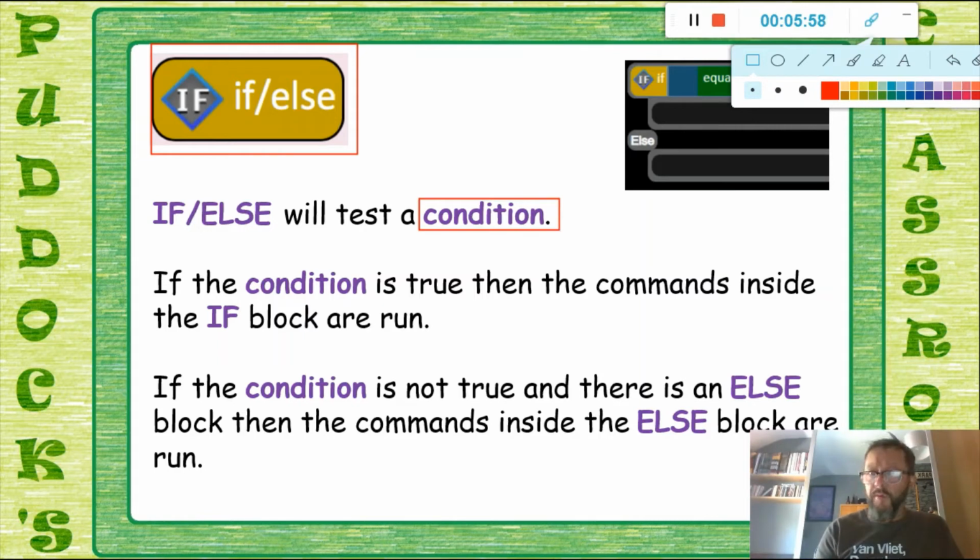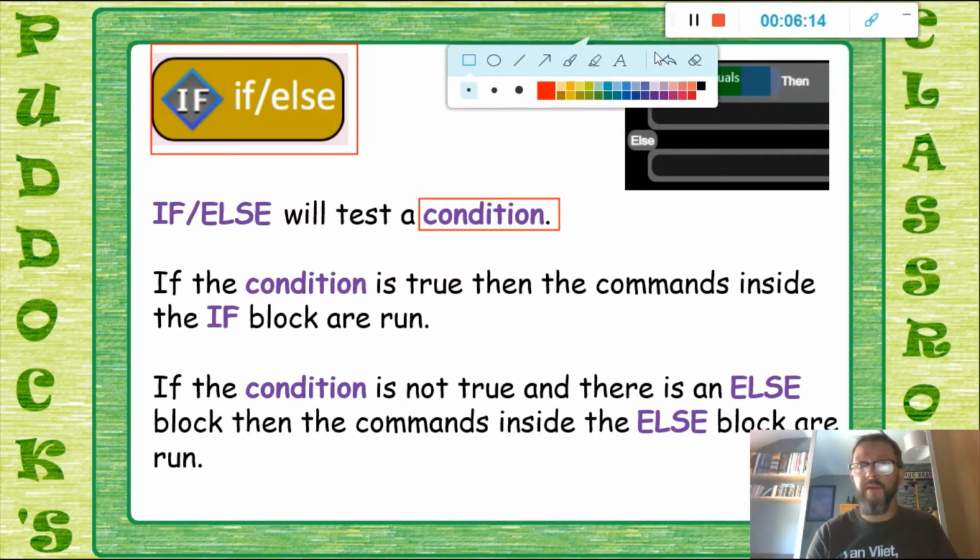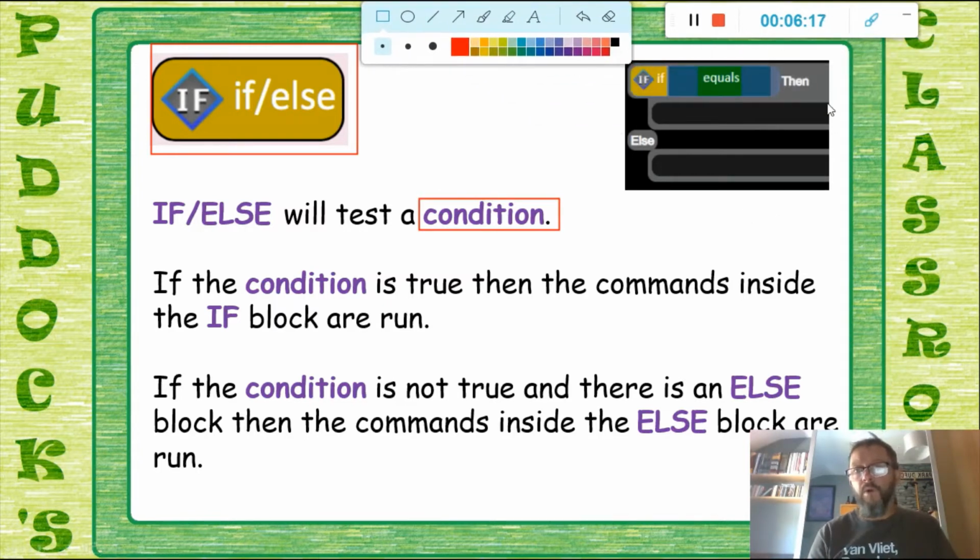If the condition is true, so if something happens and if they ask it and it is true, then the commands inside the if block are run. If I just move this little bit out of the way, I can show you on this other picture. Stick it at the top there. So what we've got, let's get my arrow out, is our if block, and it says if something equals something, then. Well, then it does whatever's in this bit.